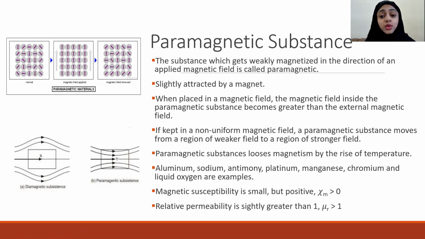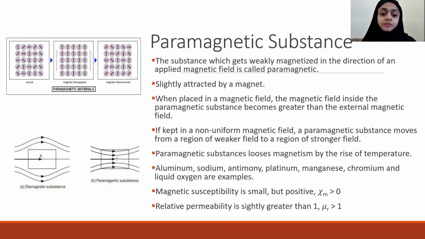So they are weakly magnetized in the direction of the applied magnetic field, or inside the material, the magnetic field becomes greater than the external magnetic field. And they are slightly attracted by a magnet. Again, as in the case of a diamagnet, to be evident, the magnetic field should be very strong because they are only slightly attracted by a magnet.